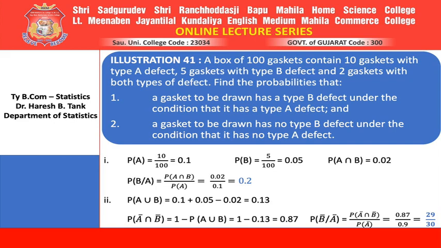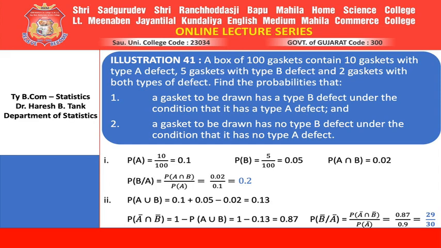Probability of A. 10 gaskets are there which are having A type defect, right? So that is nothing but 10 out of 100. So 10 divided by 100 gives us probability of type A defect. Similarly, probability of type B defect comes to 5 upon 100, which is 0.05. And 2 gaskets with both types of defect, both means connector is and, and means it is intersection. So probability of A intersection of B is 0.02.